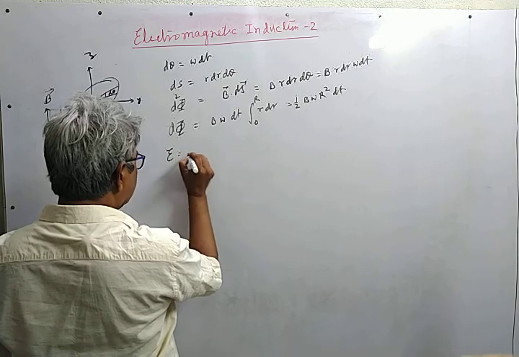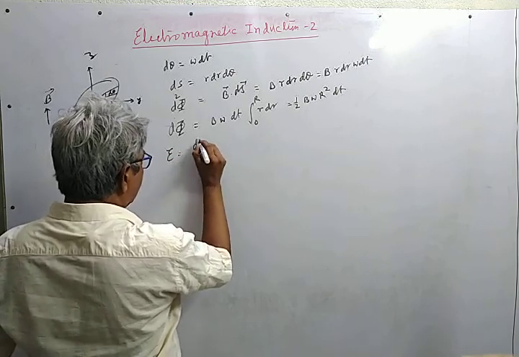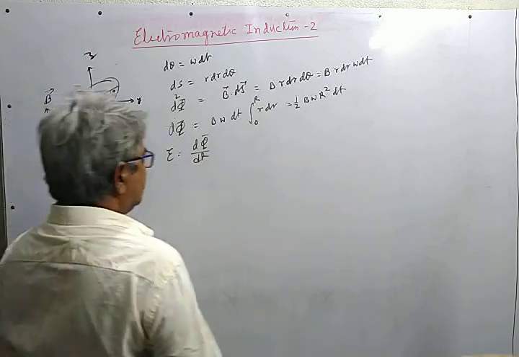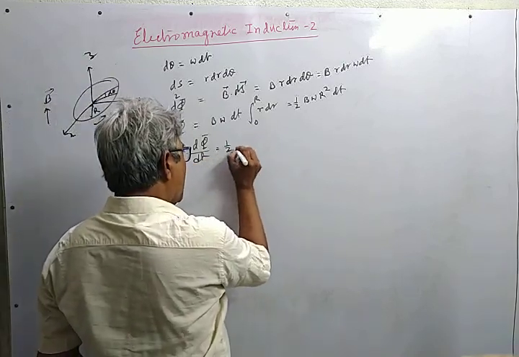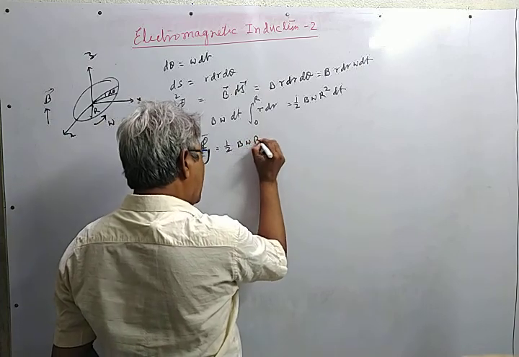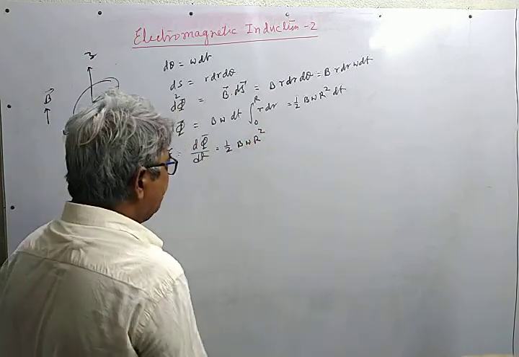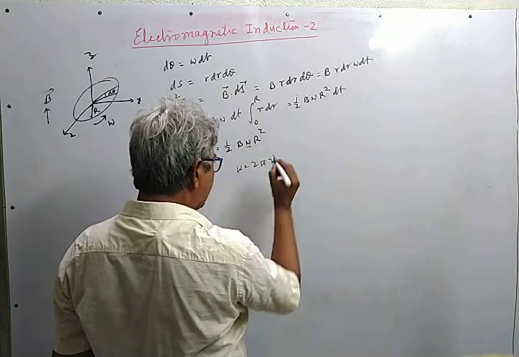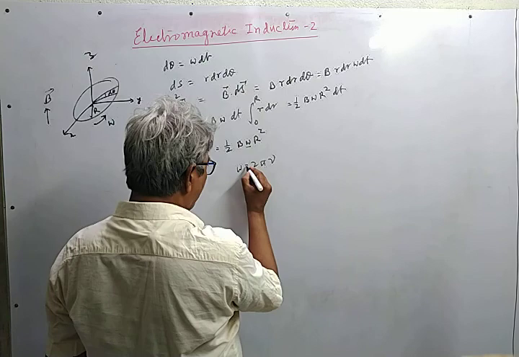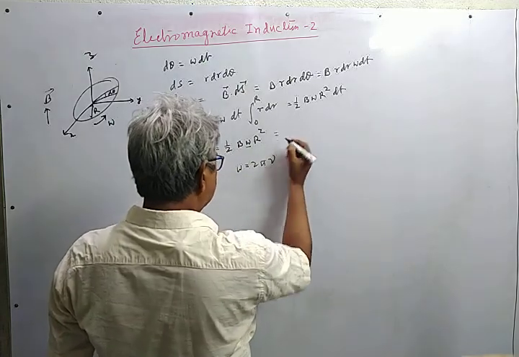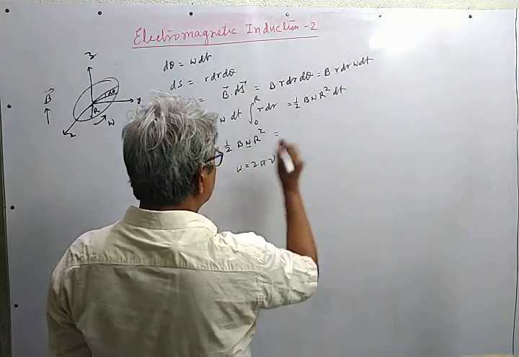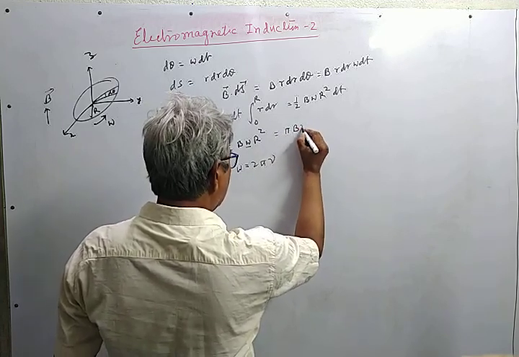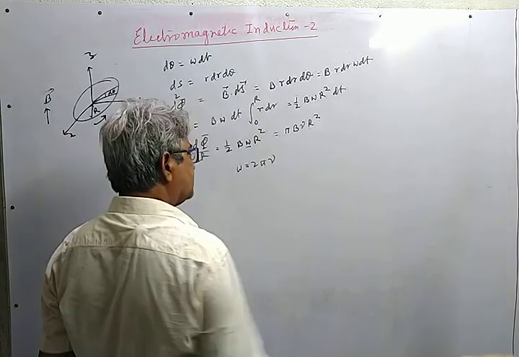So the magnitude of the EMF is d phi by dt. So this is equal to half B omega R squared. If we write it in terms of nu, omega is equal to 2 pi times nu, or f, whatever you call it. So this will cancel out, R squared.